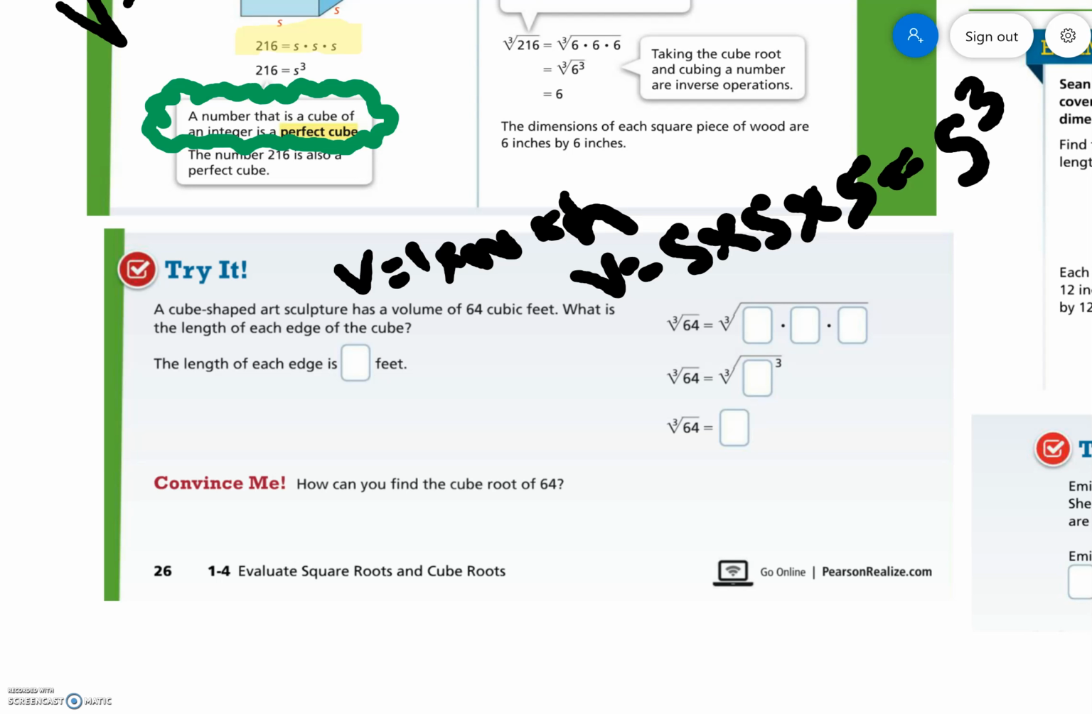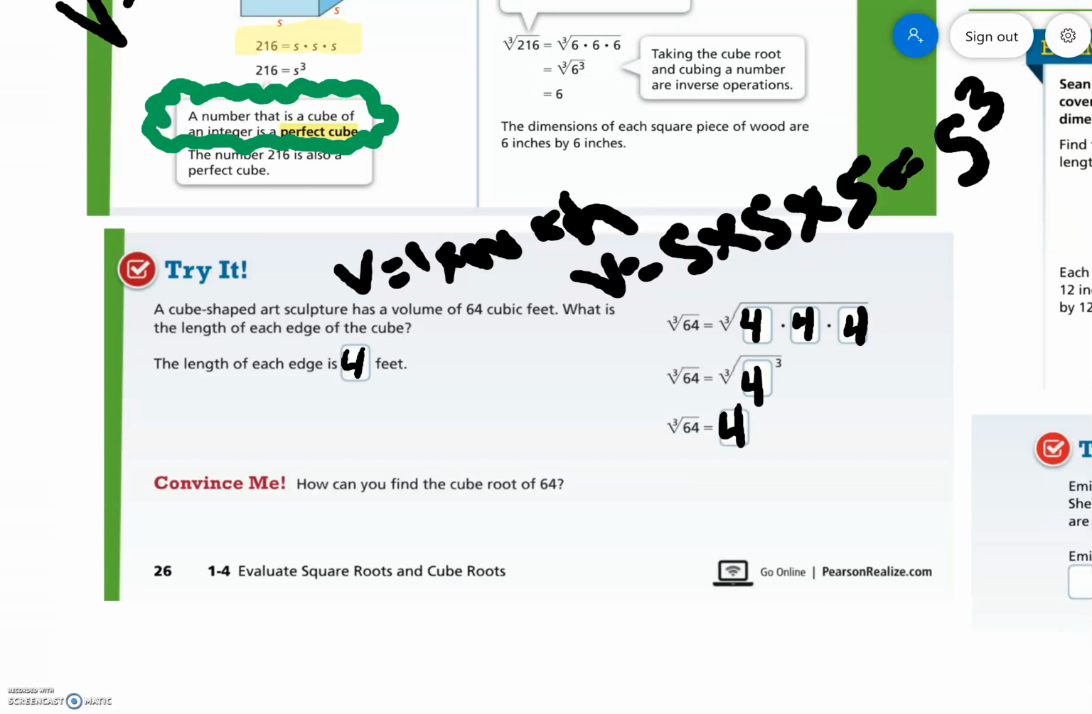1 times 1 times 1 gives us 1. 2 times 2 times 2 gives us 8. 3 times 3 times 3 gives us 27. 4 times 4 times 4 gives us 64. Boom, that's what we're looking for. So we know it's 4 times 4 times 4, which is 4 cubed, which means the cube root of 64 is 4. So the length of each edge is 4 feet.